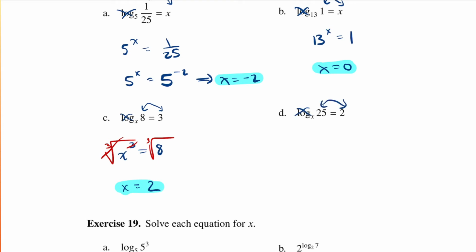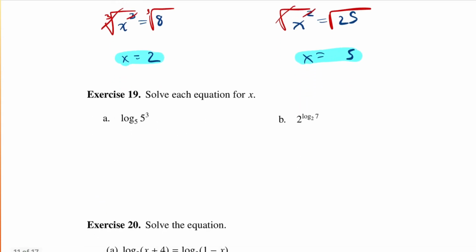X to the second equals 25. Let's take the square root of both sides. X is equal to plus or minus 5. However, remember the base cannot be negative. The base has to be positive, so therefore it's just the positive 5, not the negative 5.